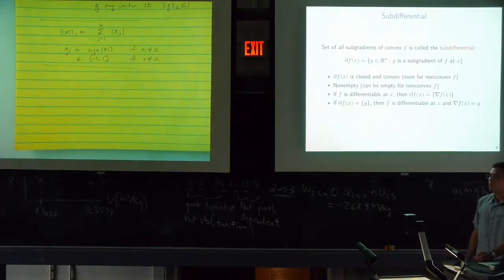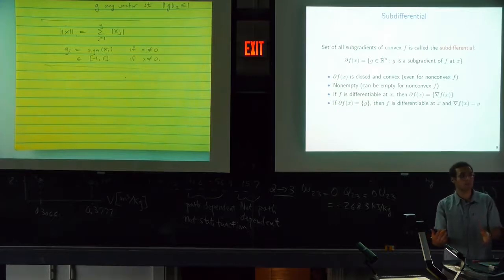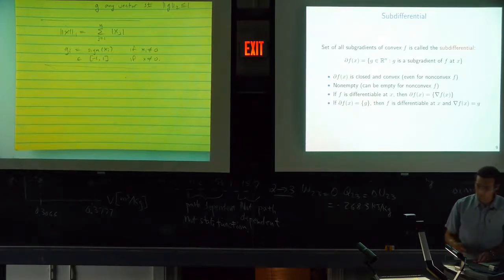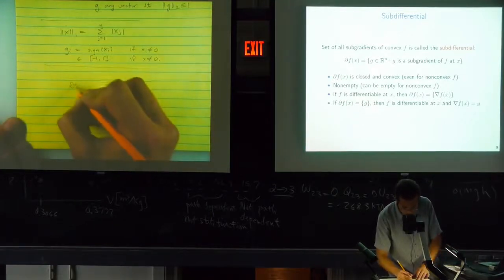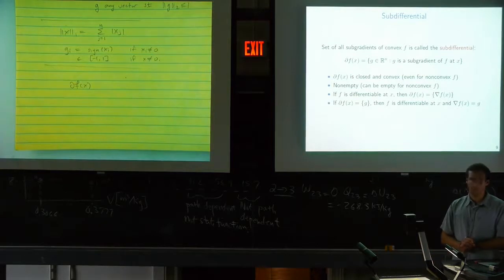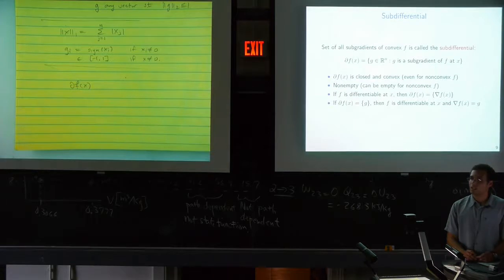Subdifferential is just what we call the collection of subgradients at a point. So remember, for the absolute value function, its subgradients are anything between -1 and 1 at 0. So we just say that its subdifferential is the interval [-1, 1]. It's the set of all subgradients at that point. We denote it by this partial sign, so partial f of x. It's the set of all subgradients of f at x. Some properties: it's a closed and convex set. That's actually always true, even for non-convex functions.